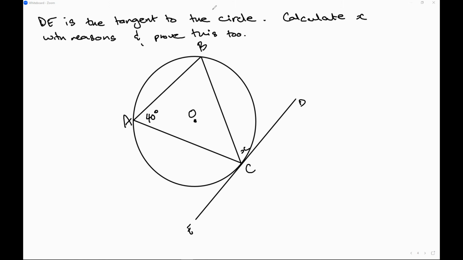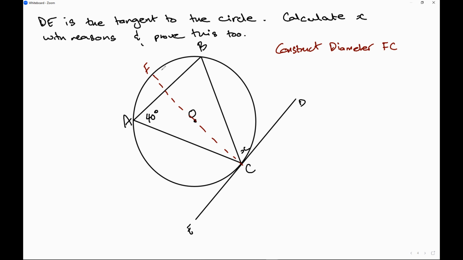So step one, we now want to prove the tan chord theorem. I've got to actually prove that this angle is 40 degrees. The first thing I'm going to do is construct a diameter through O from, let's say, F. So the first step would definitely be to construct diameter FC.